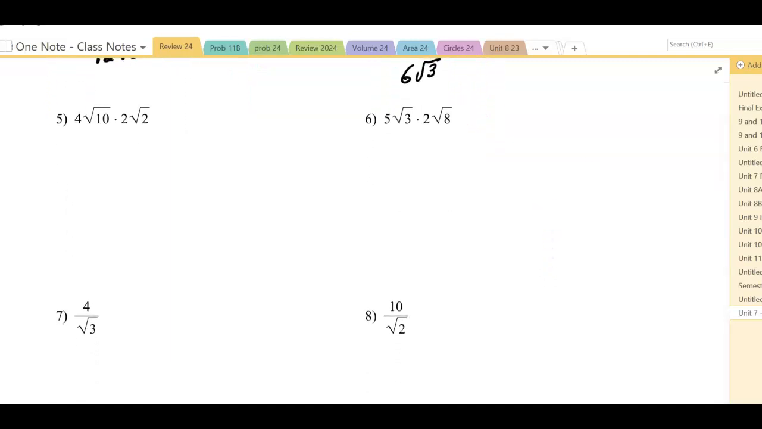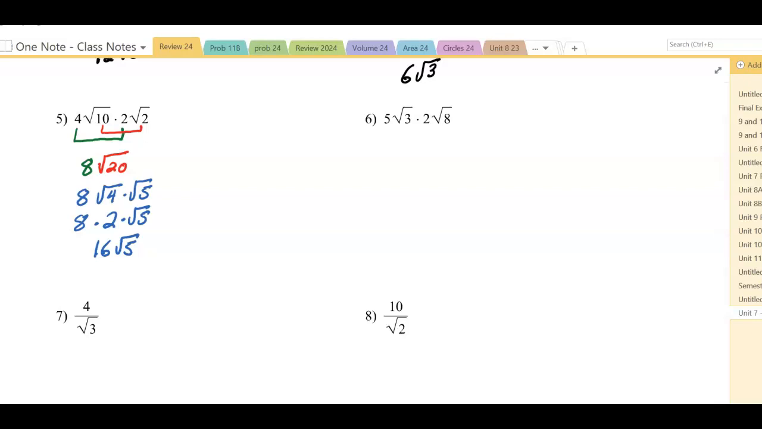Looking at problem number 5, we want to simplify this completely. So we could multiply the two numbers in front, so we get 8. We could multiply the two numbers underneath the square root, so we get square root of 20. At that point, 20 is the square root of 4 times the square root of 5. Square root of 4 becomes 2. So the final answer here is going to be 8 times 2, which is 16 root 5.